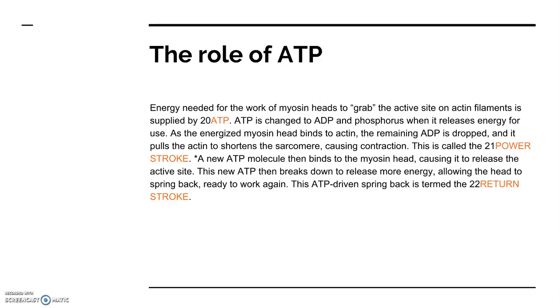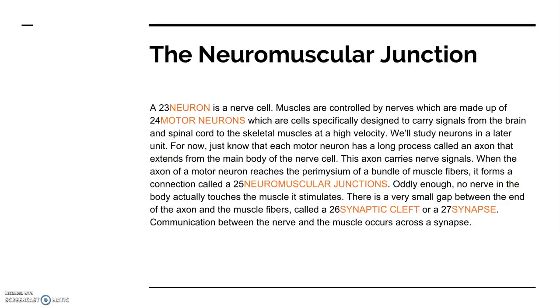As the energized myosin head binds to actin, the remaining ADP is dropped, and it pulls the actin to shorten the sarcomere, causing contractions. This is called the power stroke. A new ATP molecule then binds to the myosin head, causing it to release the active site. This new ATP then breaks down, releasing more energy, allowing the head to spring back, ready to work again. This ATP-driven spring back is termed the return stroke.